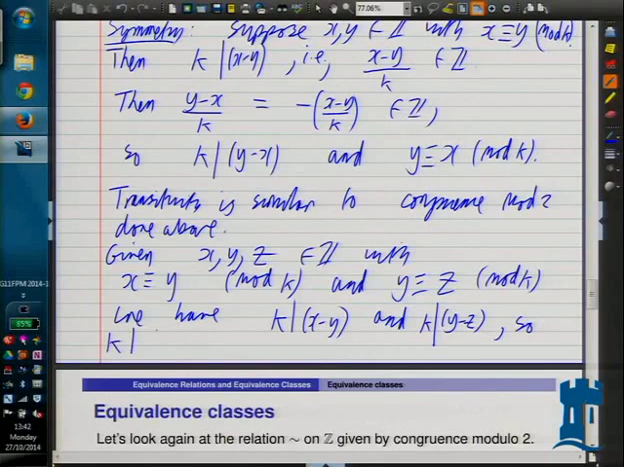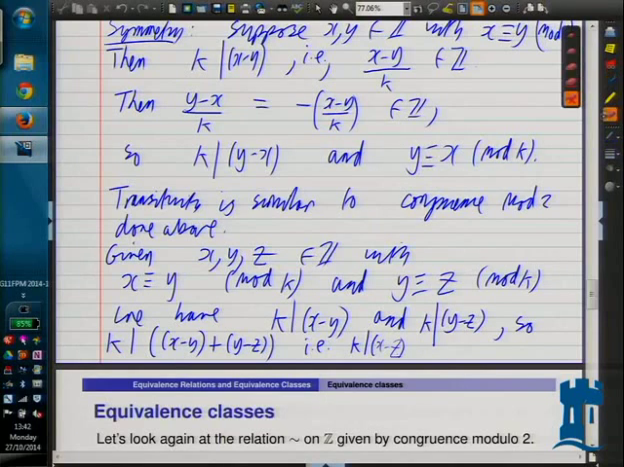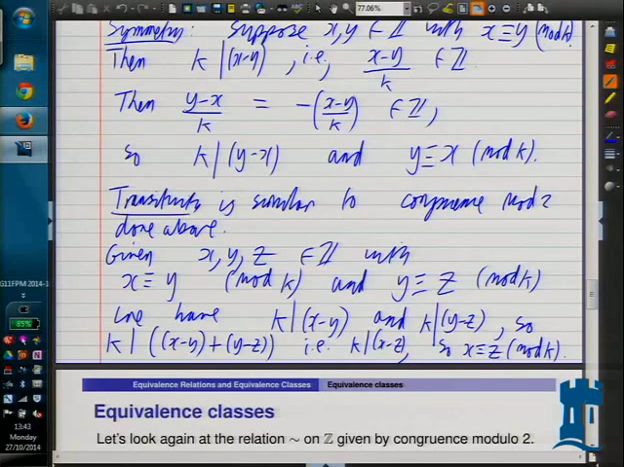So k divides, and if you've got two multiples, you can add them, x minus y plus y minus z. We've done this before in lectures anyway. If you've got two things divisible by k, then their sum is divisible by k. But x minus y plus y minus z is x minus z. In other words, x is congruent to z mod k as well. And that proves transitivity. Okay?